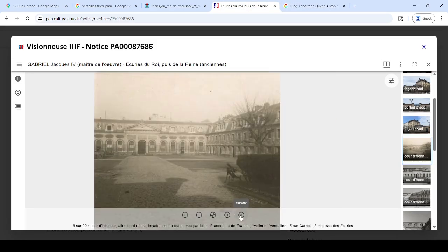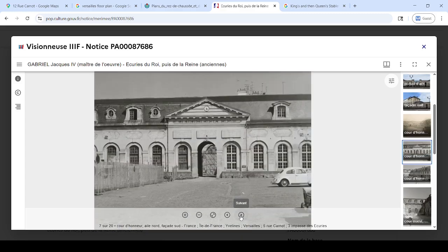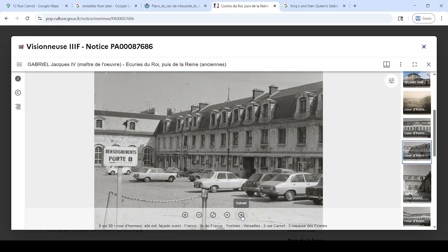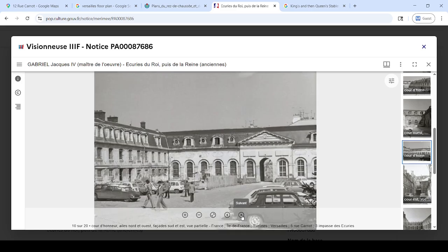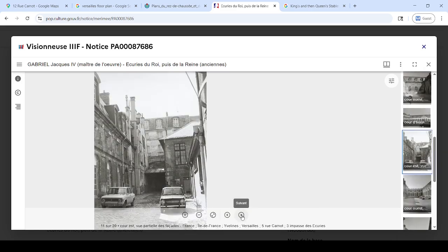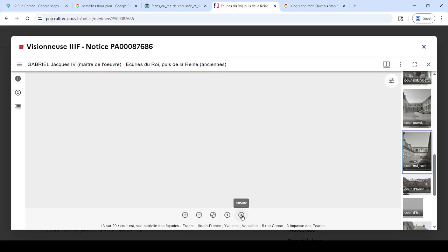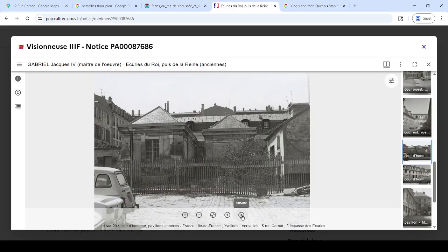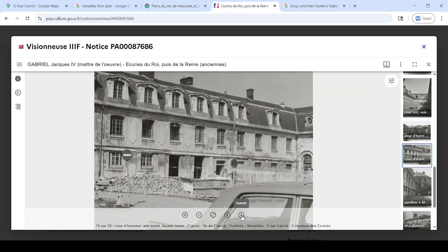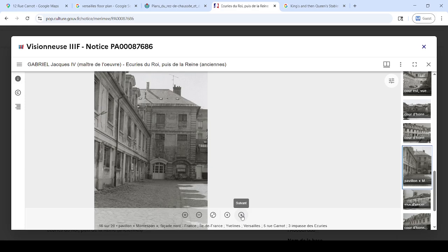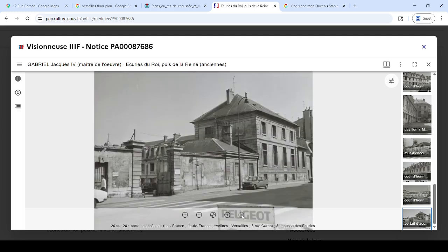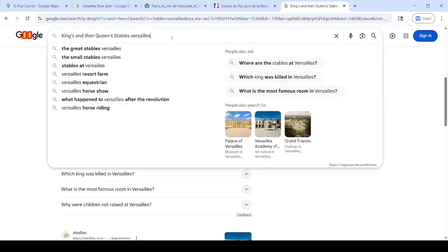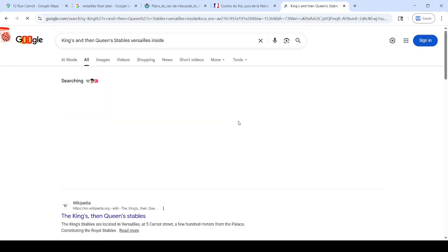I'm not sure we'll be able to get any pictures of the inside, especially since they're not stables anymore. They're now government offices. We have some black and white pictures. Still nothing inside. And it looks like we got as much as we're going to get for now, which is fine. And maybe in the future I'll come across some pictures or drawings of what it used to look like inside when they were stables. But sometimes you do kind of reach bedrock and you're not able to go any further with your research.